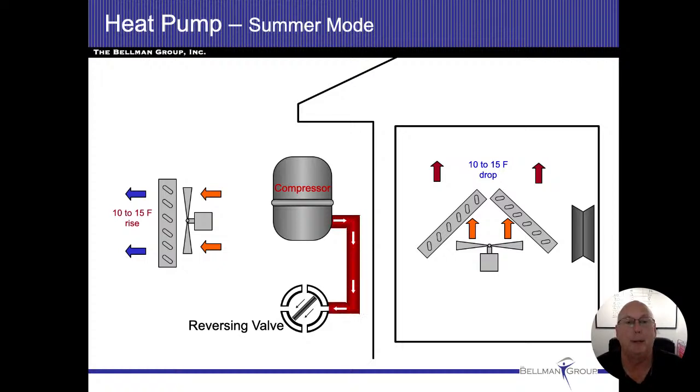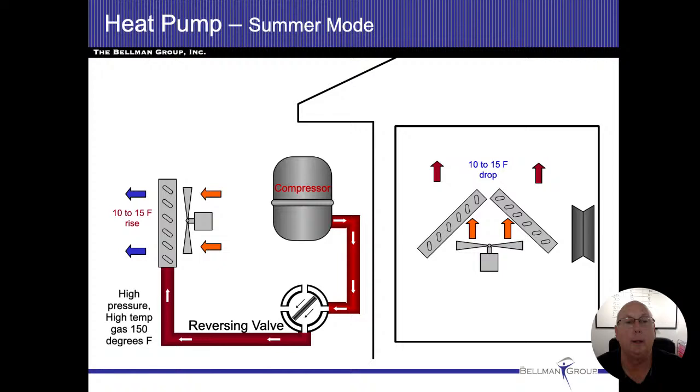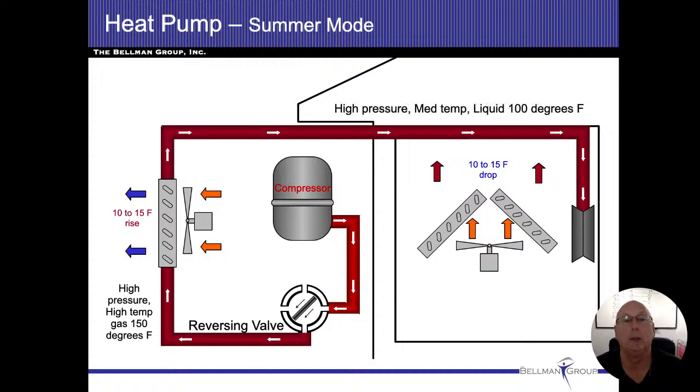We started our compressor again: high temperature, high pressure gas. We aim this to our outdoor coil, where we're going to still be a gas, high temperature, high pressure. We're going to blow the outside air over this. We're going to discharge our heat outside at this point in time. It's going to change to a liquid. It's going to go to our metering device.